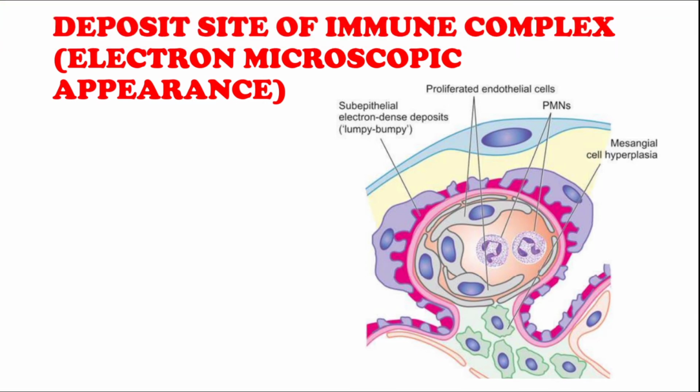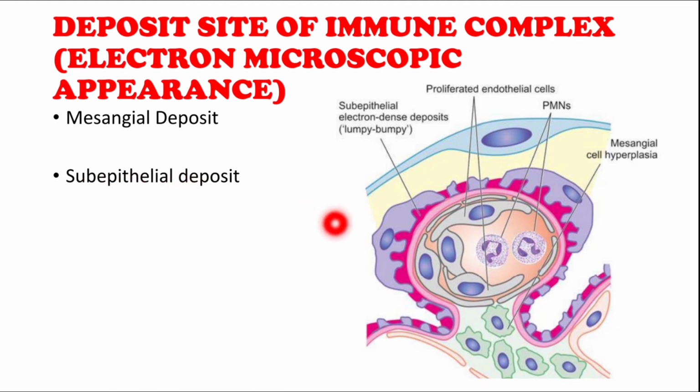Second one is subepithelial deposit, meaning these are the visceral epithelial cells below which you have the deposit. Below the visceral epithelial cell, if a deposit is present, it is known as subepithelial deposit, which on electron microscopy gives an electron dense appearance, also known as lumpy bumpy appearance. So subepithelial deposit can also occur.